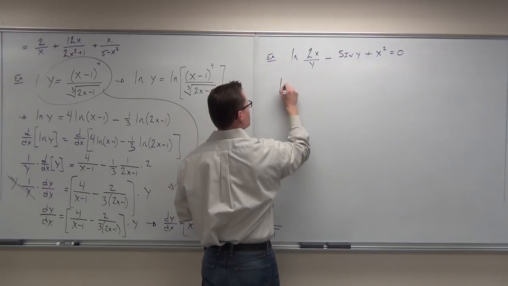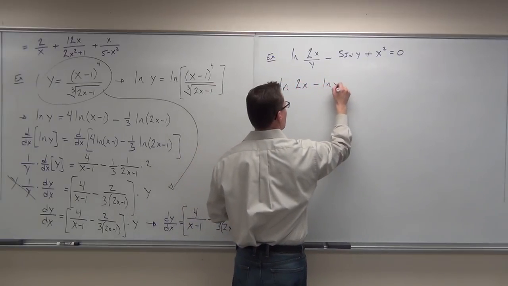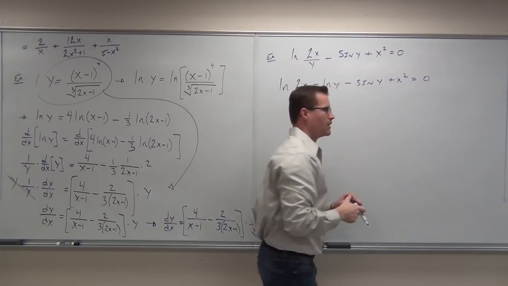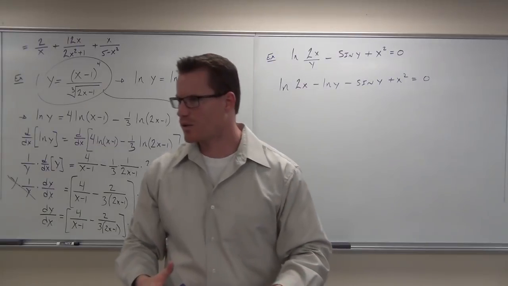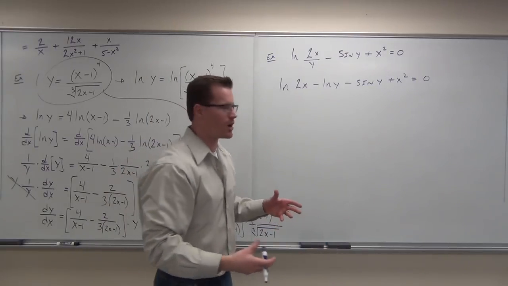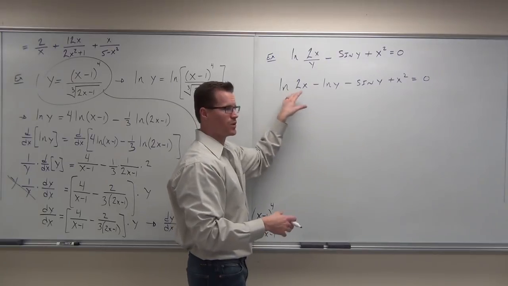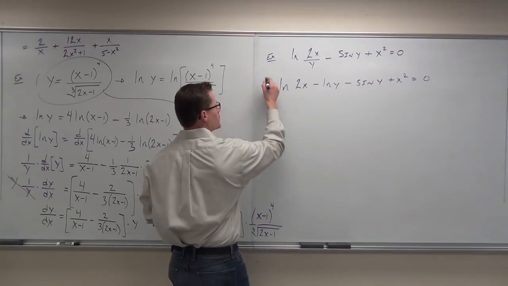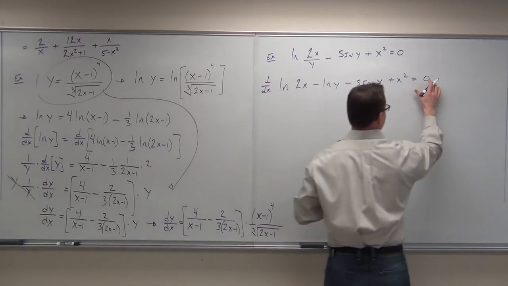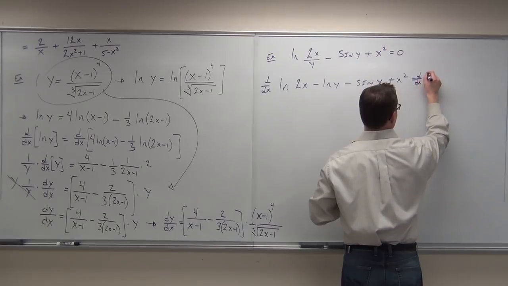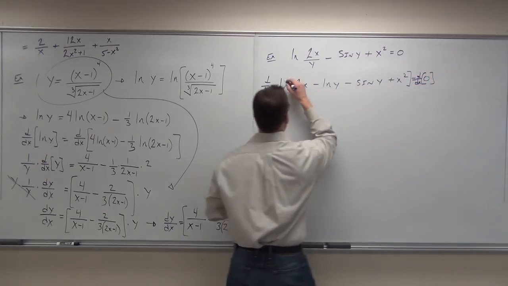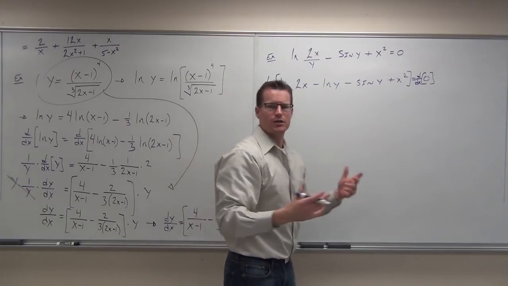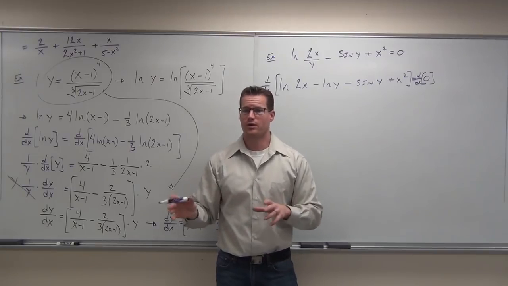So we would do ln 2x minus ln y minus sine y plus x squared equals 0. That's as easy as we can get it, okay? We can't do anything really substantial to make this problem any easier. We could separate these, but it wouldn't make a difference because that's a constant. Who cares? The derivative of that thing is going to be a piece of cake. So we would take a derivative of both sides. Now, would it be easier to separate the x's and y's on their respective sides? You can. It doesn't really matter.